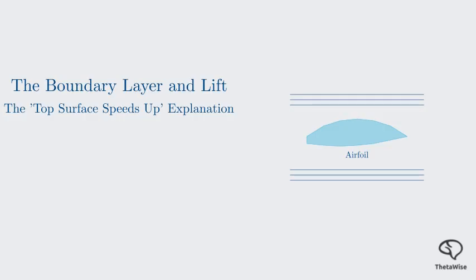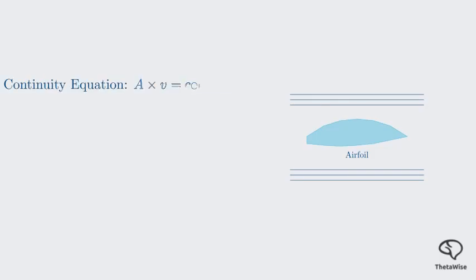Why does the air speed up over the top surface? Because the streamlines are crowded together there. Remember the continuity equation? A times V is constant. The boundary layer makes the effective area for the flow smaller on the top. The top surface has a boundary layer, but it also has a thicker displacement thickness effect, which pinches the flow, causing it to accelerate. The air speeds up outside the boundary layer.